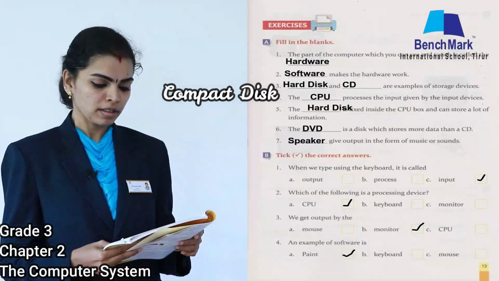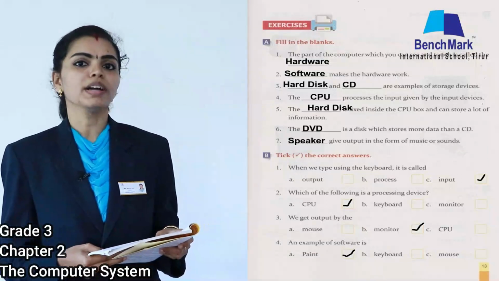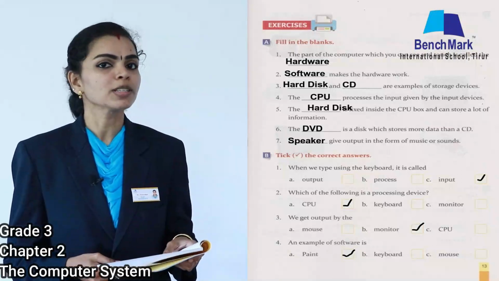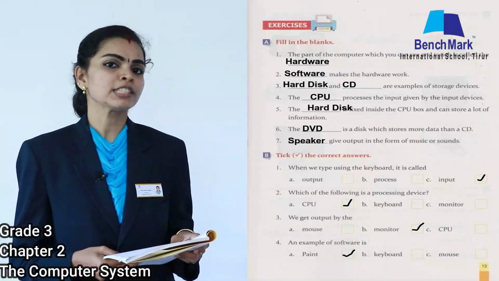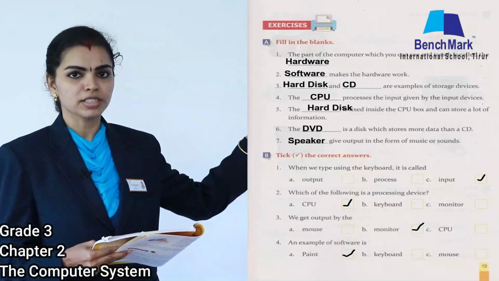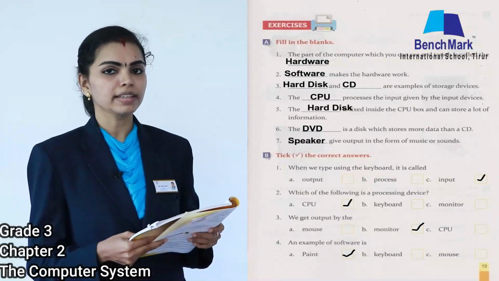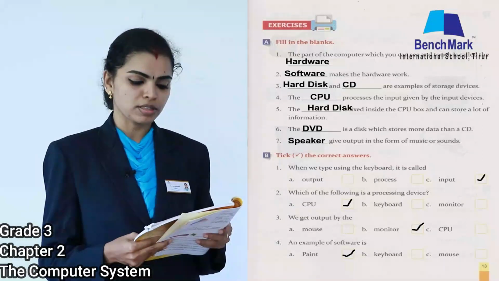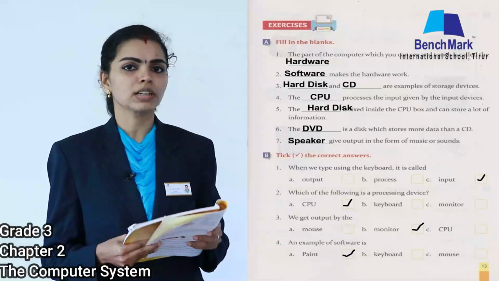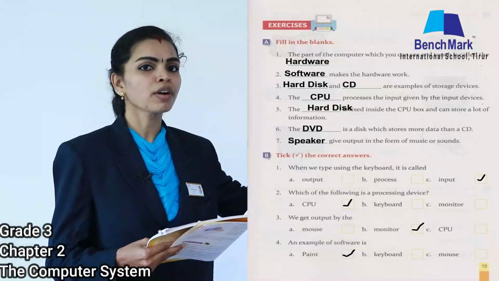Please see it. Okay. The dash process the input given by the input devices. So what process the input? Our processing device. So what is our processing device? Central processing unit, that is CPU. I have given the spelling here. Kindly please note it down. The dash is fixed inside the CPU box and can store a lot of information. So what is it? Fixed inside the CPU box and can store lot of information. What it is? Hard disk.